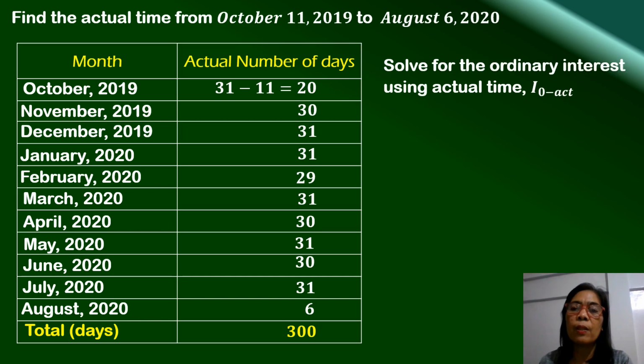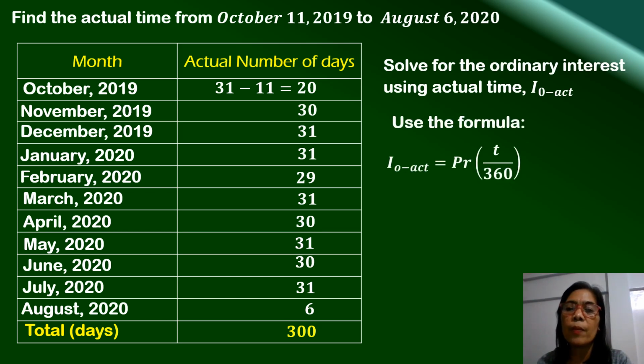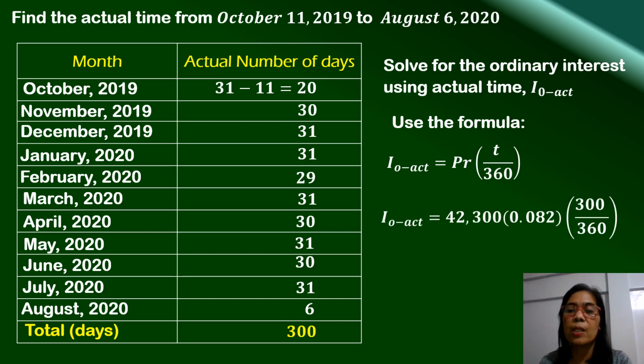Solving now for the ordinary interest using the actual time, the ordinary interest using the actual time is equal to the principal amount times the rate times the actual number of days divided by 360. Substituting now the values, the interest therefore is 2,880.86. So that ends our discussion on finding the exact and the ordinary interest using the actual time and the approximate time. Thank you.